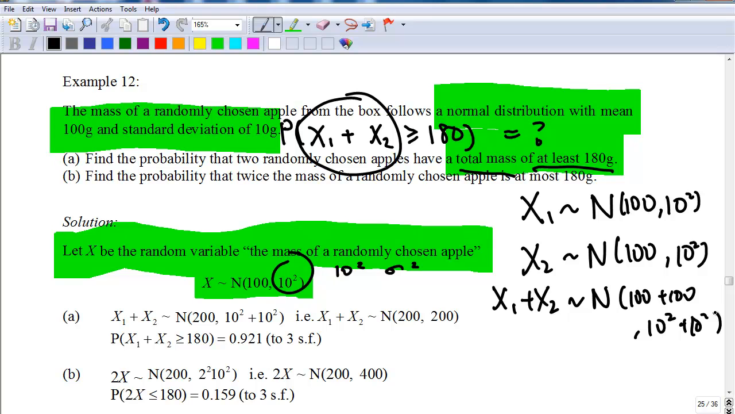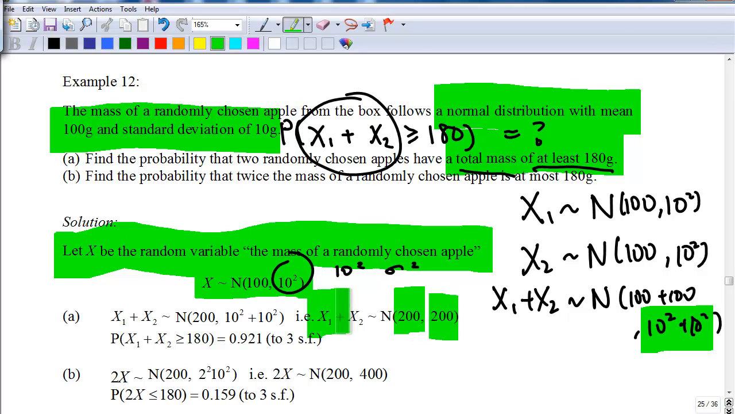Okay, and then when I add 100 to 100, I get 200, and when I add 10 squared to 10 squared, I get 200 as well. So straight away, I know the distribution for X1 plus X2. Then now, all I need to do is to press the GC to get the answer to this probability. Done.